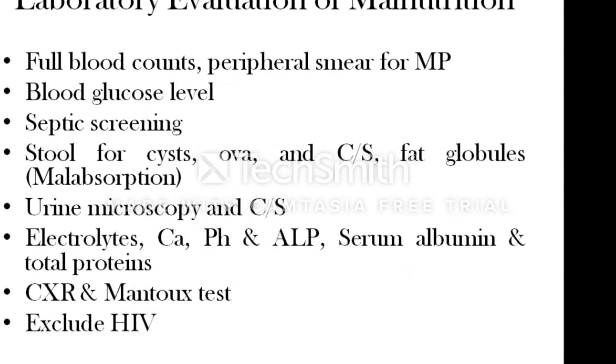The laboratory evaluation of malnutrition. A full hemogram usually gives you an underlying illness. Blood glucose gives you an underlying metabolic cause. Septic screening gives you a possible infection. Stool for parasites, calcium sensitivity, fat globules, and malabsorption screening, urine microscopy, and electrolytes are all indicated or required in screening malnutrition. A chest X-ray and a Mantoux test. And now we exclude HIV, and currently maybe you will exclude corona.